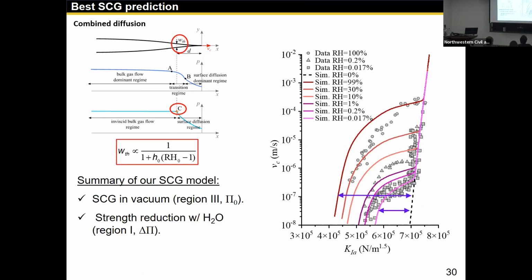You can get the stress reduction with respect to water vapor concentration. You can get the plateau velocity as a function of the humidity as well, governed by gas transportation. And all of this is from mechanistic forward prediction instead of a fit.